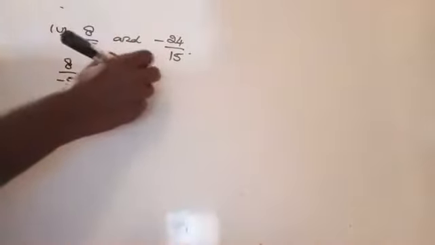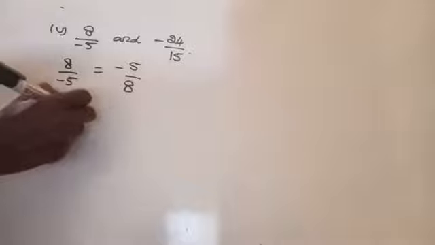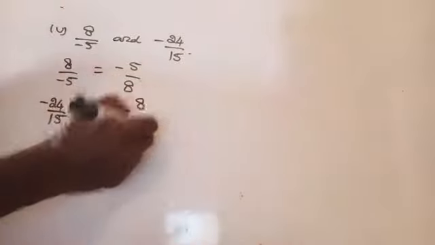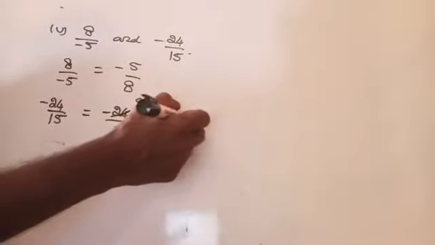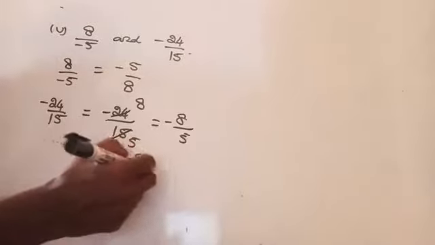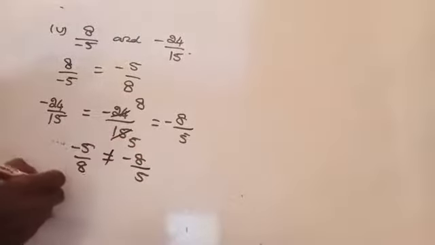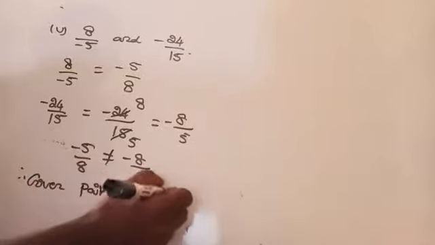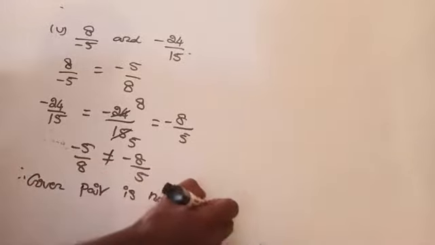8 by minus 5, you can write as minus 5 by 8, so it's in the standard form. Minus 24 by 15. Now write in the standard form. What's a common multiple? 3. So 8 3s are 24, 5 3s are 15. Minus 8 by 5. So minus 5 by 8 is not equal to minus 8 by 5. Therefore, the given pair does not represent the same rational number.